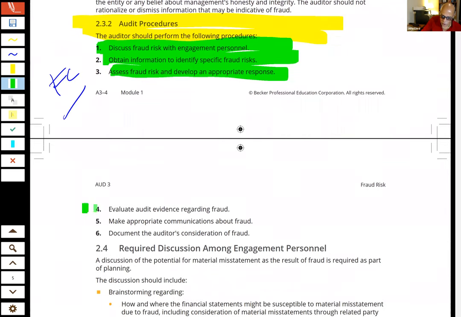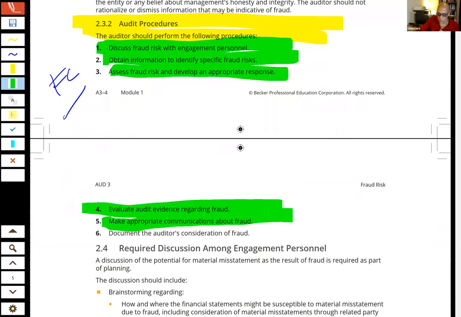Then we will go ahead and do our audit procedures, evaluate the audit evidence regarding fraud, make appropriate communication about fraud, and document the auditor's consideration of fraud, which I just told you the audit procedures, and then we're going to see specifically what needs to be documented.